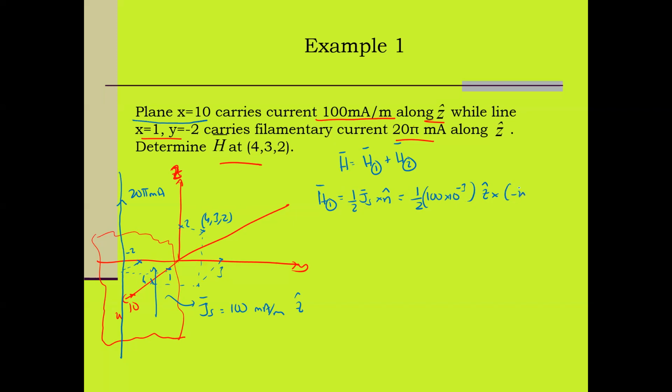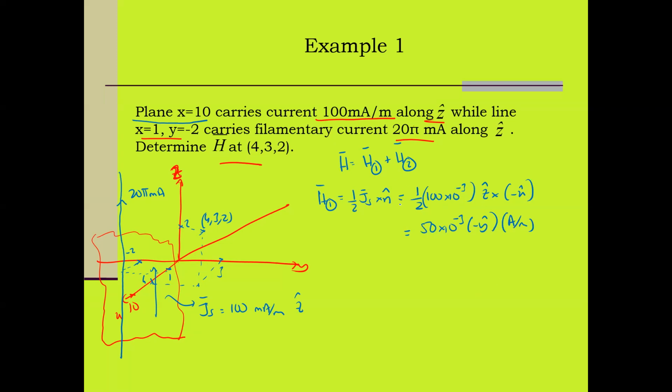Towards negative x, because your plane is at x equals 10, and the point (4, 3, 2) is located at x equals 4. So the normal unit vector will be in the negative x direction. For this, the answer will be 50 milli, and z cross negative x gives us the negative y direction. That should be the H field, in units of ampere per meter.